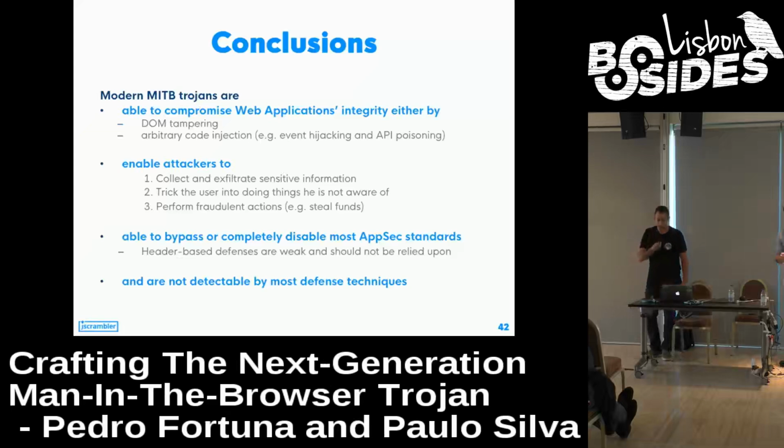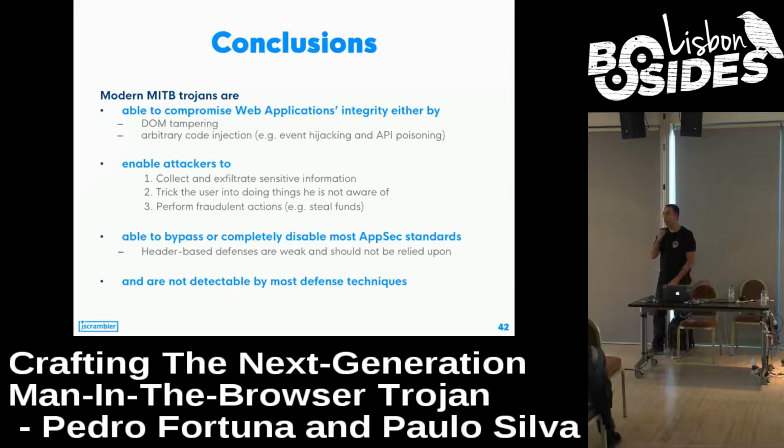Sorry about that. So wrapping this up, we saw that modern man-in-the-browser Trojans are capable of completely compromising web applications by doing DOM tampering and hijacking events and doing API poisoning, just injecting arbitrary code into the web page.